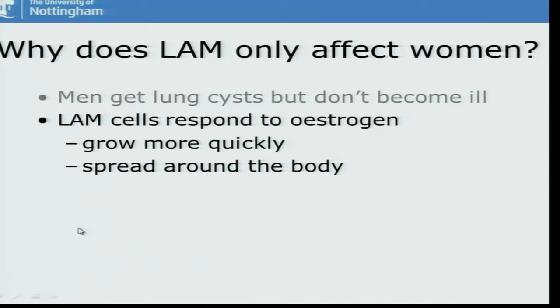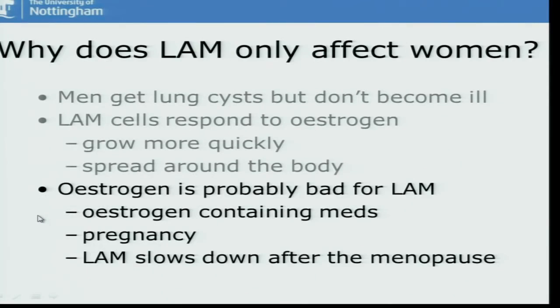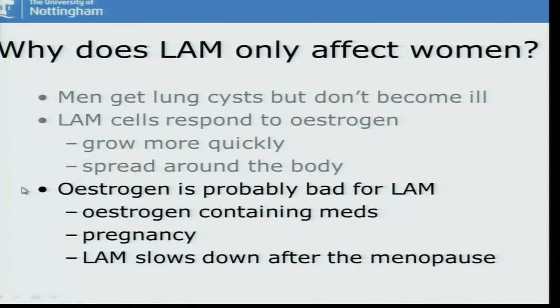If you get LAM cells in the laboratory and you treat them with estrogen, they grow faster and they tend to spread around the body more quickly when there's more estrogen around. So we think estrogen's probably bad for LAM, and we recommend that women with LAM avoid estrogen-containing medicines like the combined contraceptive pill, hormone replacement therapy after the menopause, and also during pregnancy, people with LAM have more complications on the whole, probably due to the change in hormones, and Steve Hammers is going to talk to that a bit later on. And we also see that after the menopause, LAM doesn't go away, but it tends to slow down a bit.